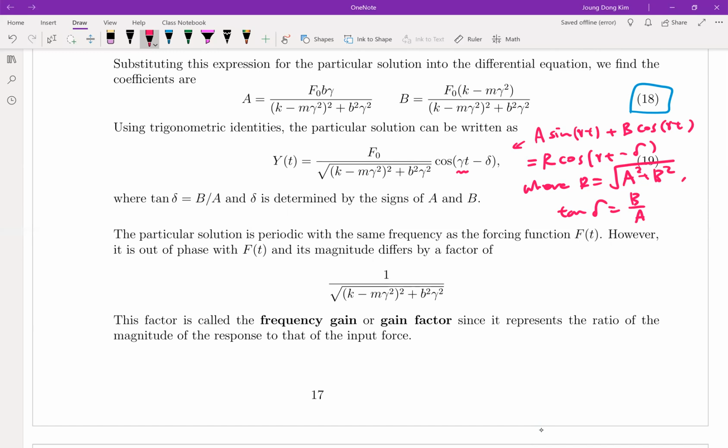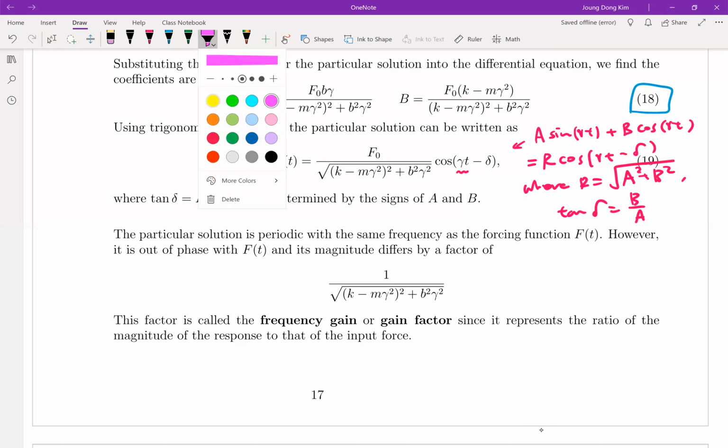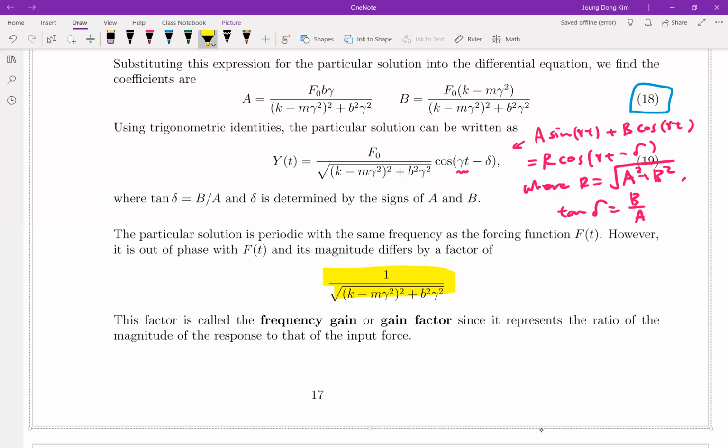So what we're going to do is compare your external force amplitude and your particular solution. Just compare this one with your external force. What is the difference? That's exactly your denominator part, this guy, which is the denominator of your particular solution. We're going to say that this is the frequency gain, or gain factor. Since the video is too long, let me stop here. Then we're going to talk about the second part. Okay, thank you.